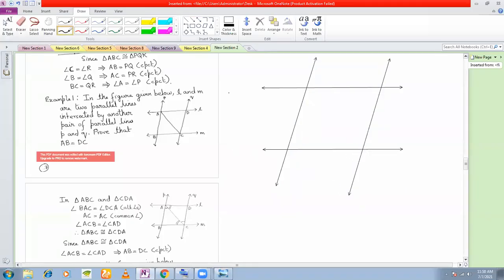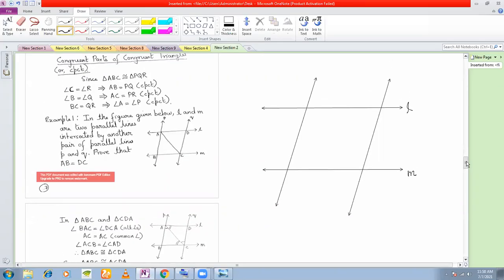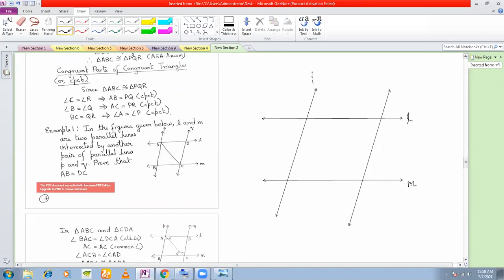Okay, two pairs of parallel lines are given to you. They are calling this line L and this line M. Okay, and they are calling this line P and this line Q. And the other labels are, they are calling these vertices A, B, C, and D. Now let's read the problem. In the figure given below, L and M are two parallel lines.